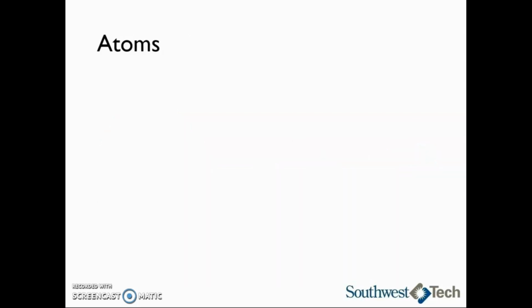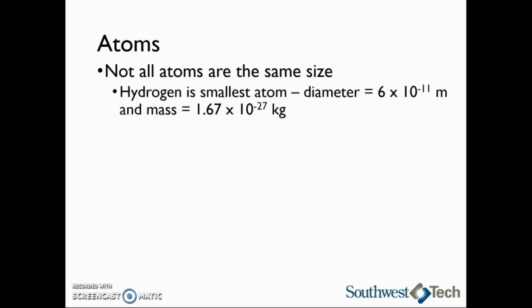Let's talk about a couple more details relating to atoms. It is important to note that not all atoms are the same size. Remember, an atom is the smallest particle of an element that can exist in an independent state. The hydrogen atom is the smallest atom. It has a diameter of roughly 6 × 10⁻¹¹ meters and a mass of 1.67 × 10⁻²⁷ kilograms. The picture on the left is a hydrogen atom which only has 1 electron.